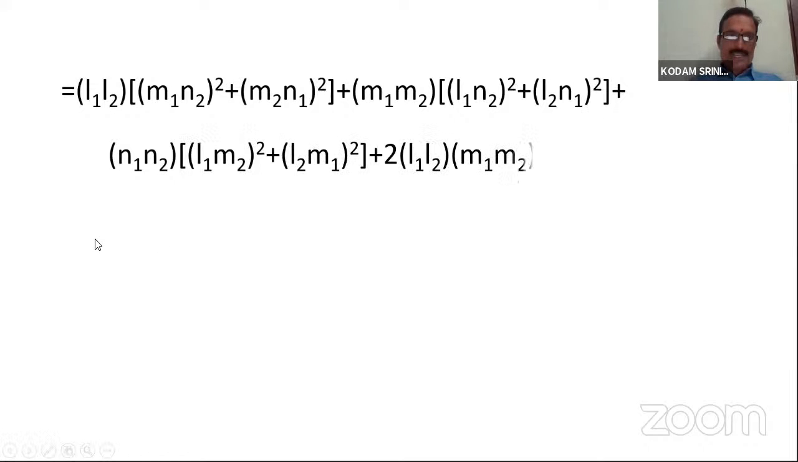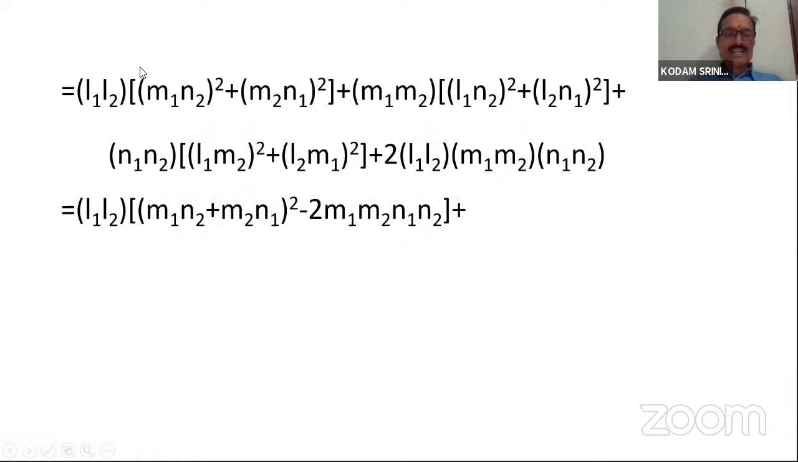Just see here, we will get the step. By taking L1 L2 as common, we will get M1 N2 whole square plus M2 N1 whole square. Similarly, from the remaining terms, I am taking M1 M2 as common. We will get L1 N2 whole square plus L2 N1 whole square. Next, the third one is by taking N1 N2 as common, the remaining terms are L1 M2 whole square plus L2 M1 whole square.